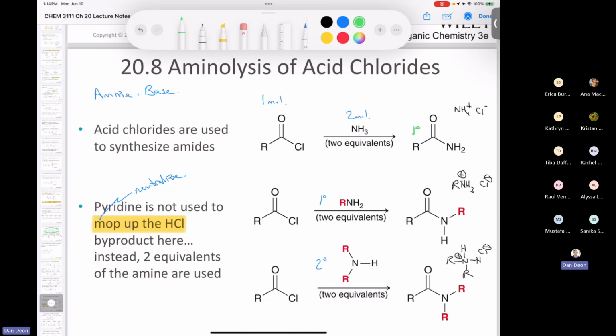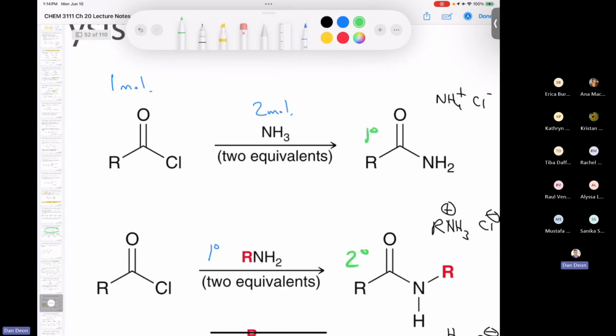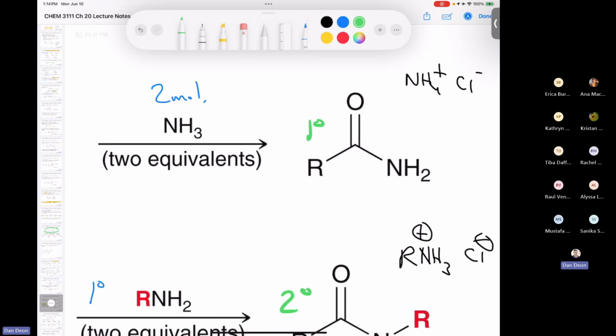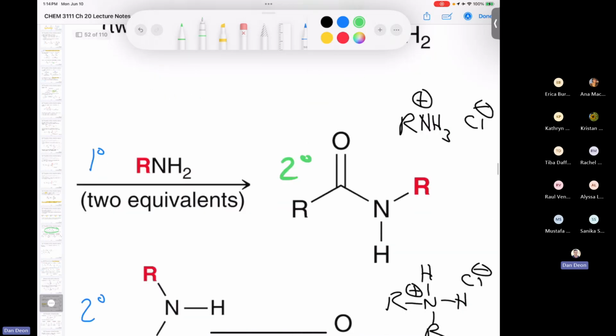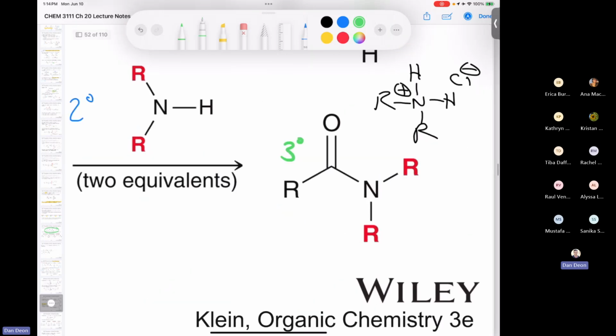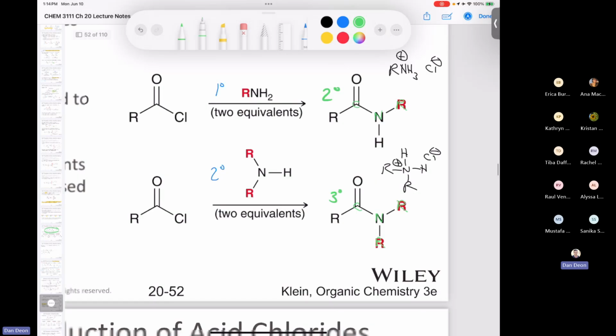If you react it with a primary amine, you end up with what's called a secondary amide. And if you react it with a secondary amine, you end up with what's called a tertiary amide. If you're still unsure what primary, secondary, and tertiary amide refer to, you've probably figured it out just in the time it's taken me to say that. When it's primary, your nitrogen is attached to 1 carbon. When it's secondary, your nitrogen is attached to 2 carbons. And when it's tertiary, yes, your nitrogen is attached to 1, 2, 3 carbons.